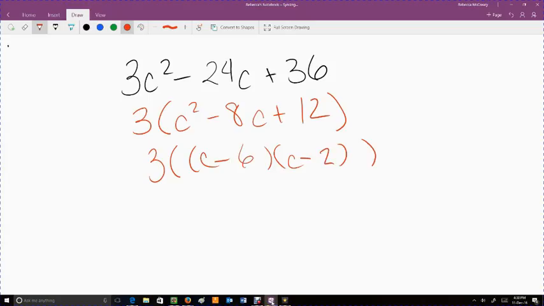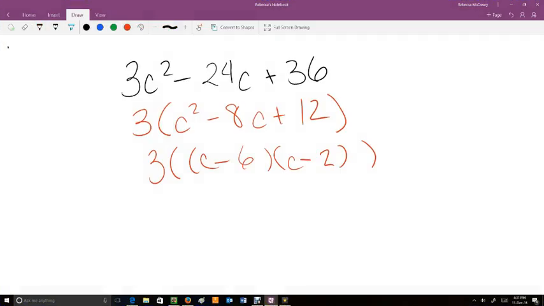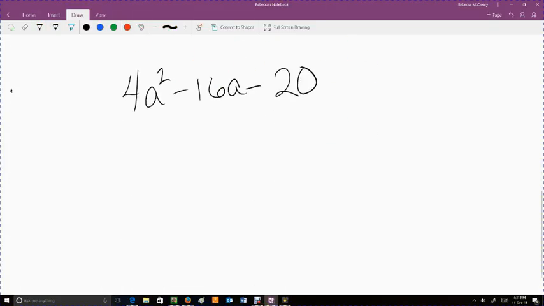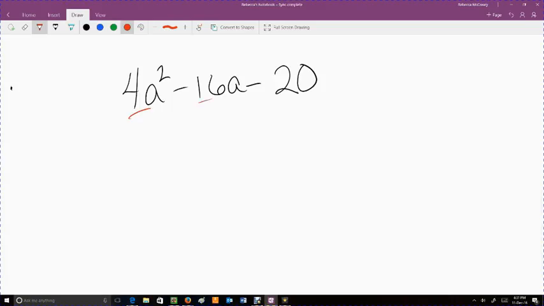All right, let's look at the next one. Down here we have 4a squared minus 16a minus 20. Again, we need to see if we can factor this 4 out. 4 out of 16, 20. Yes, we can, so let's do that. 4a squared minus 4a minus 5. Now we start to factor our trinomial.